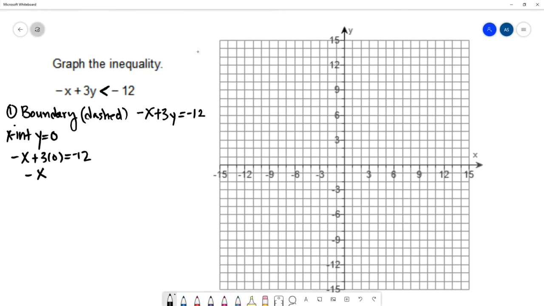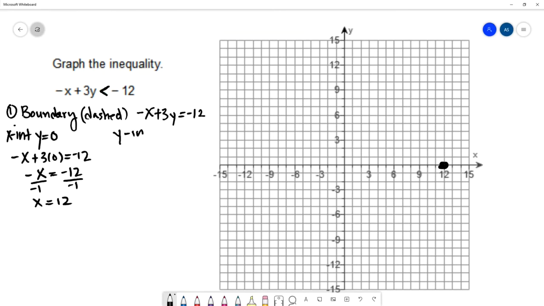That simplifies to be -x equals -12. We'll divide by -1 on both sides to get x equals 12. So we have an x-intercept of 12. We'll go ahead and plot that x-intercept.